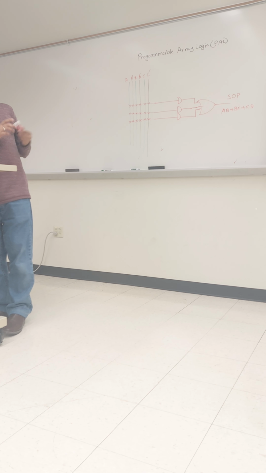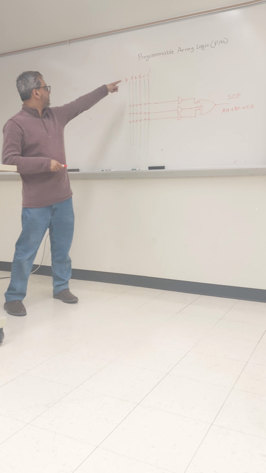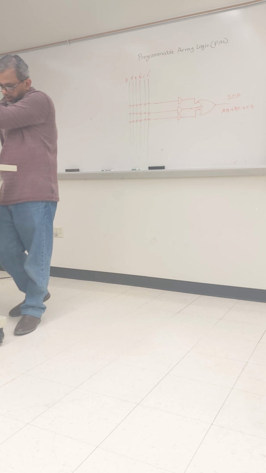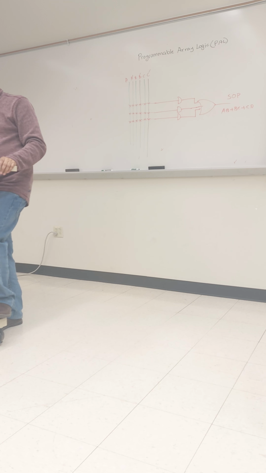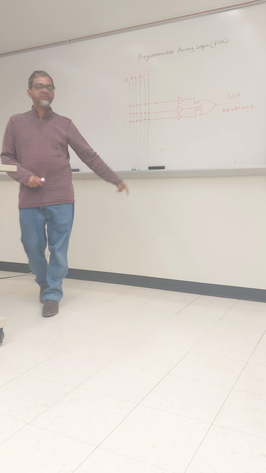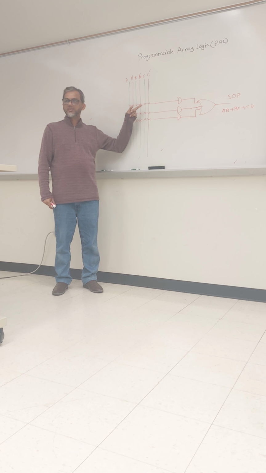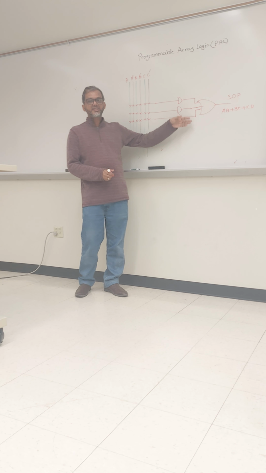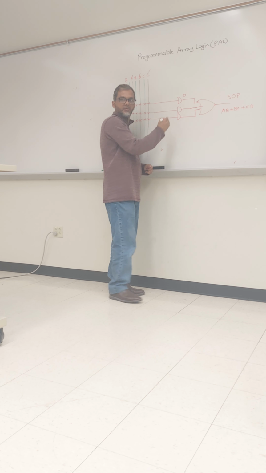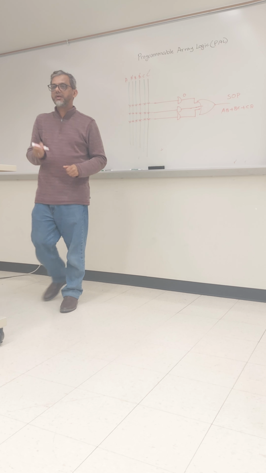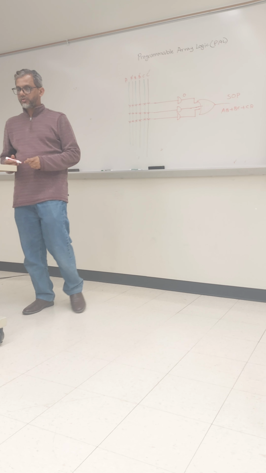So in this case, we can say that if the PAL has 3 inputs A, B, C, each AND gate will have 6 programmable connections. So how many connections? Each AND gate will have 6 connections: A, A bar, B, B bar, C, C bar. So what will be the initial output of the AND gate? The initial output of the AND gate is 0, because A and A bar are both connected. So the initial output of all the AND gates will always be 0.